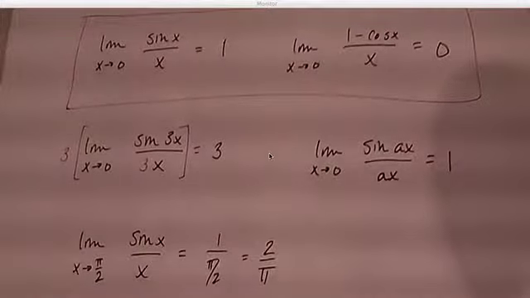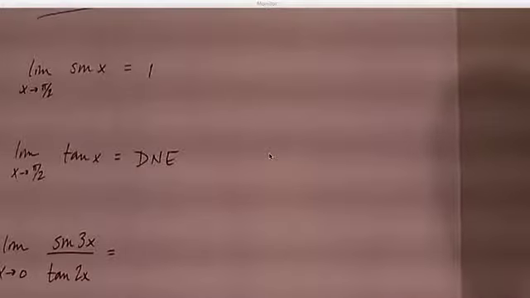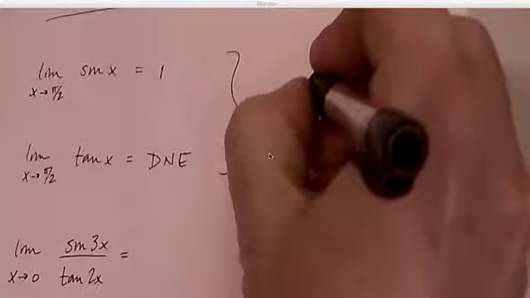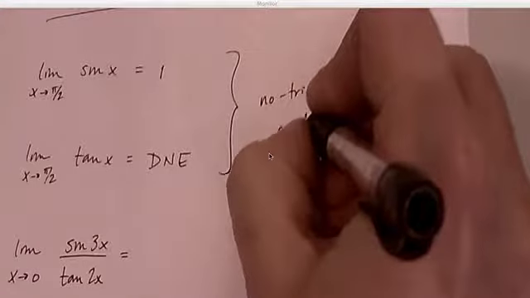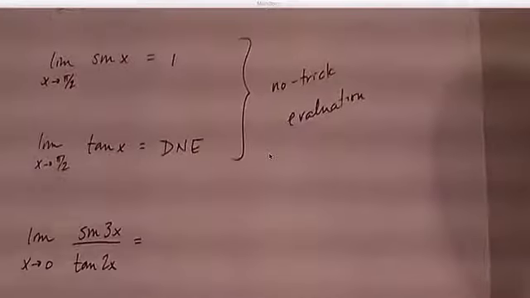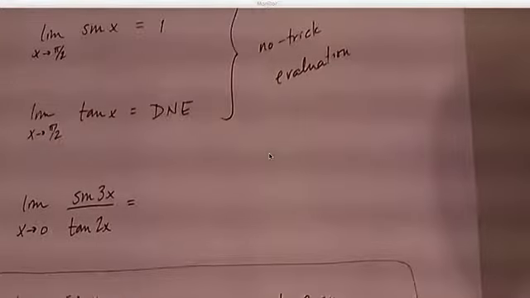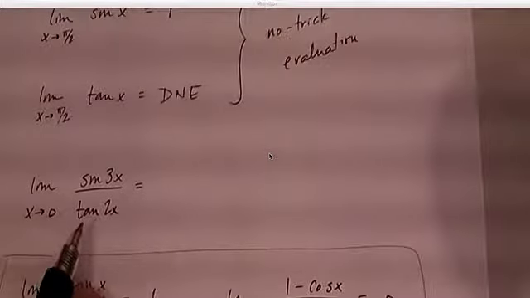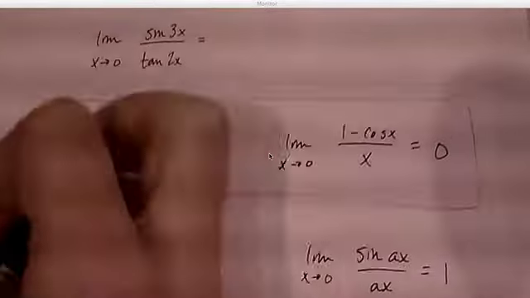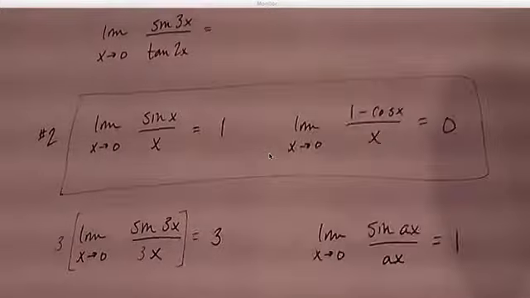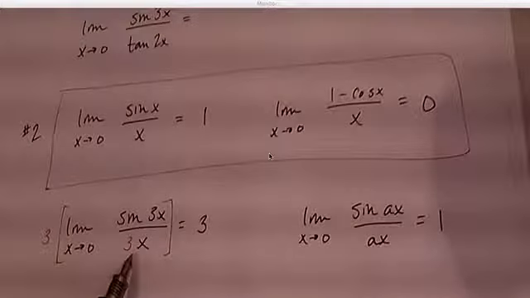So the first thing that we did up here was we evaluated with no tricks, right? This is a no-trick evaluation, and that's the first thing we need to go ahead and look for when we're approaching any limits, even when we're doing trig limits. Then we got to this one, and we go, okay, well, I need a little bit more. And so the second thing that I told you was those identities, okay? And then we did a quick example.